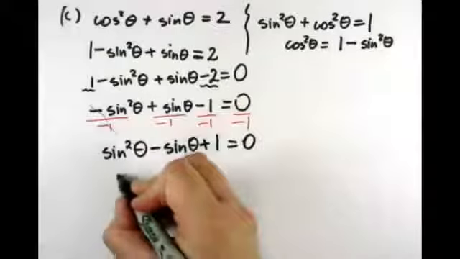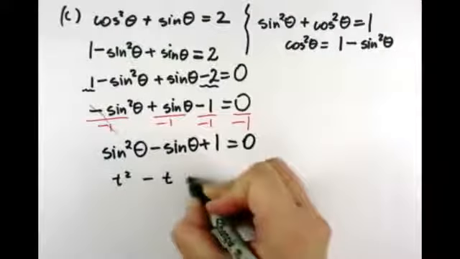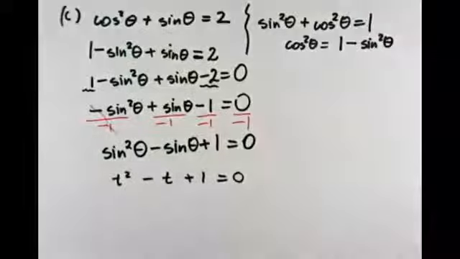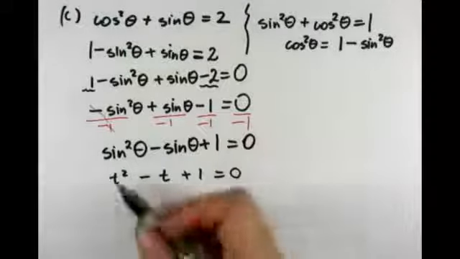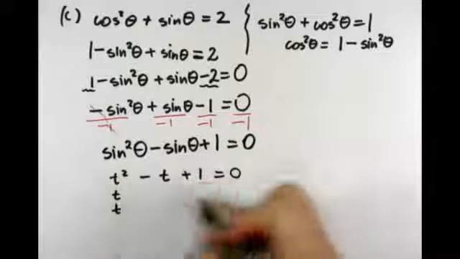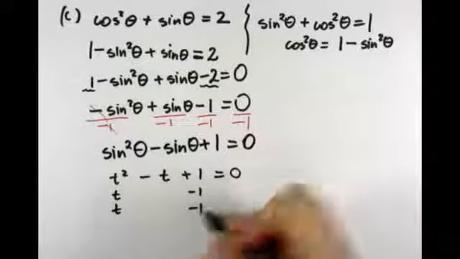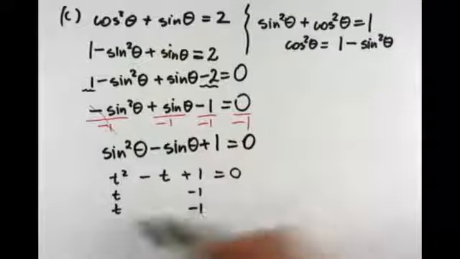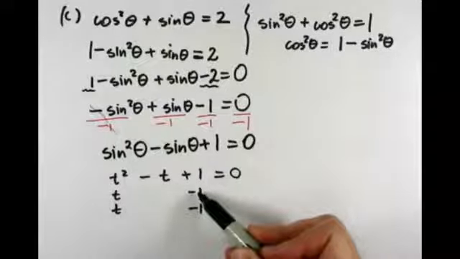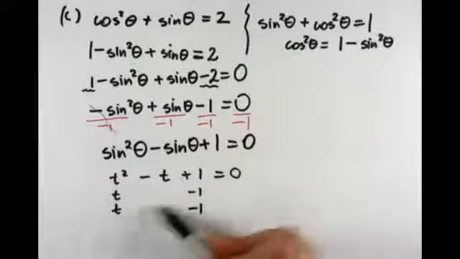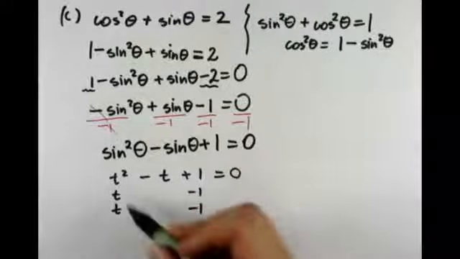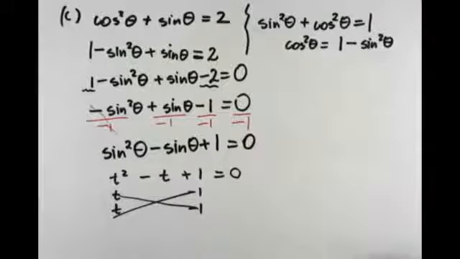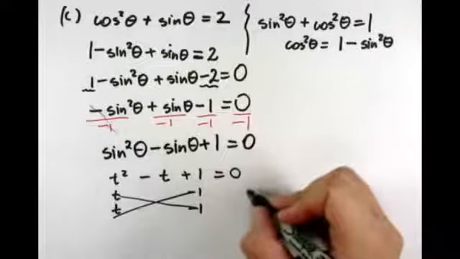I can treat this as t squared minus t plus 1. I have a quadratic equation. I need to factor. So t and t, and 1 is minus 1 times minus 1. I cannot have minus 1 and 1. If I cross multiply, it is minus 2. And if I cross multiply, minus 1 and minus 1 gives me minus 2. So there is no factorization. If there is no factorization, we need to use the quadratic formula.